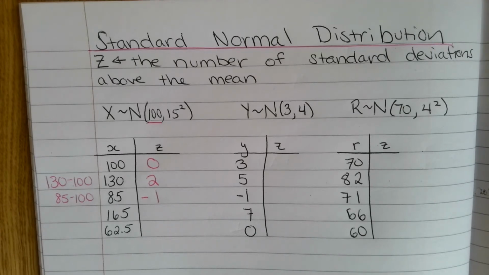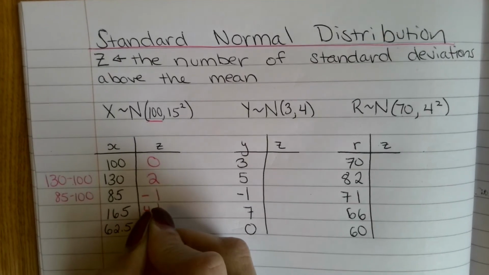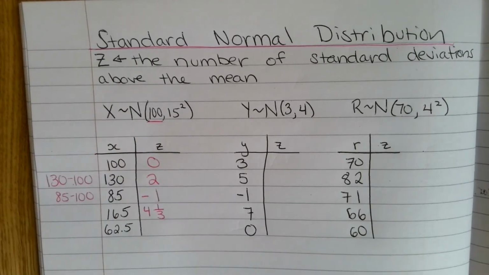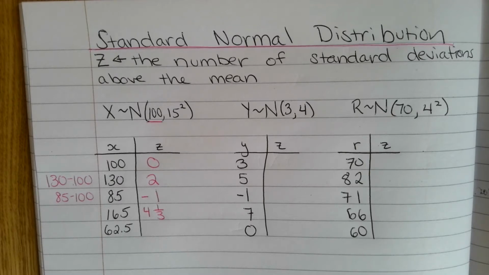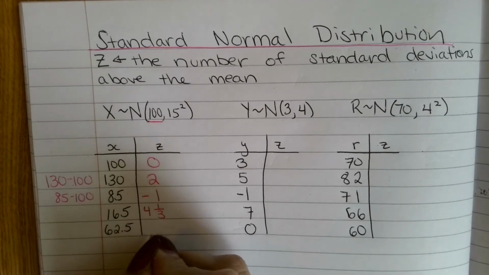Again, go ahead and pause it and try to finish it if you didn't know where to go. See if you can use that to help you. All right, you should have gotten 4 1/3, or 4.3 recurring. And for the last one, you should have gotten negative 2.5.